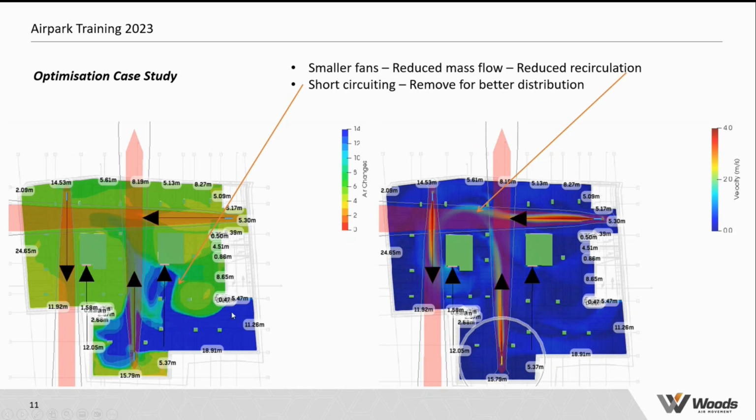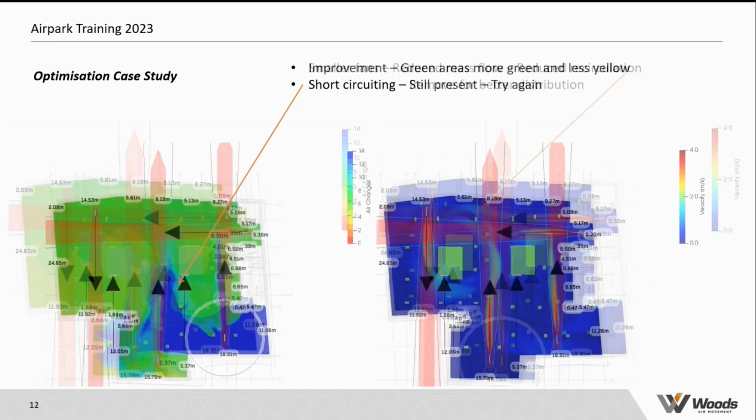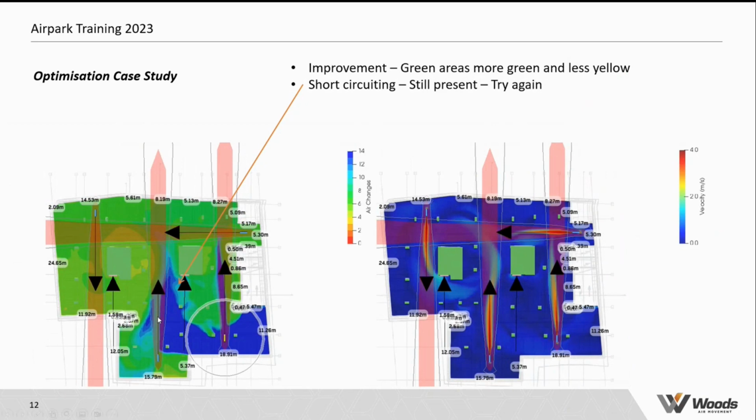By removing this short-circuiting down here, we can improve the overall distribution and generally get a more efficient system to be used for the jet fan layout. So, adding this extra fan here, the idea is to blow the air up this first channel, directing it away from this extract here, thus reducing the short-circuiting.